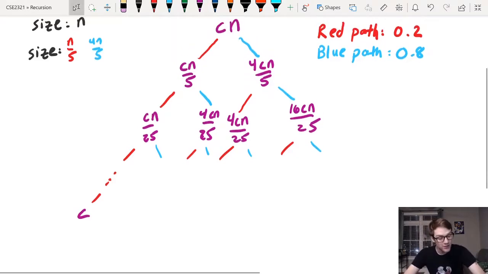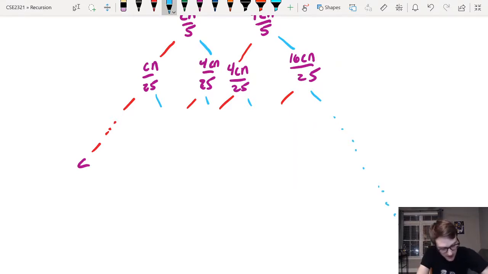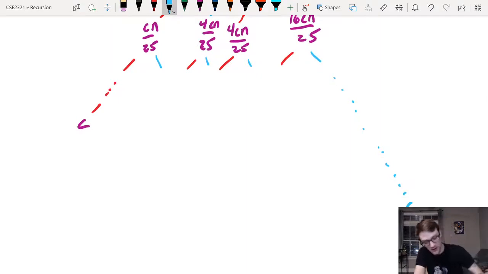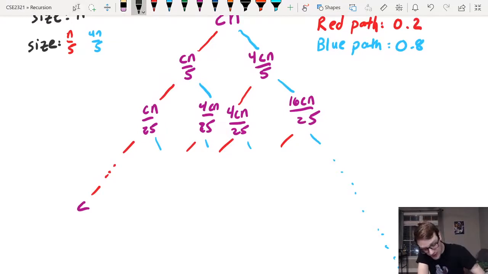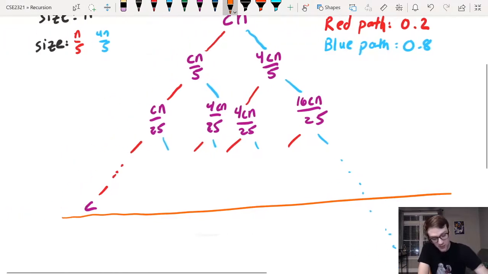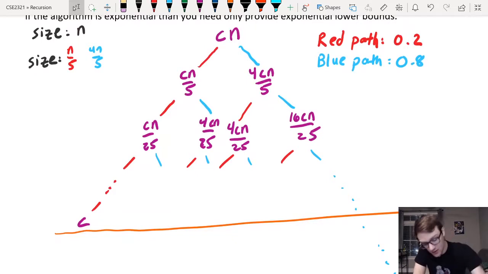While we're at it, let's also figure out which one of these branches takes the longest to terminate. The one that will take the longest to terminate is the one that is reducing it by the least, which would be taking the blue path every single time. So the one that would take the longest would be this path over here, which will eventually terminate. So we have that there's this sort of break in the problem somewhere here. This is when the first path terminates.